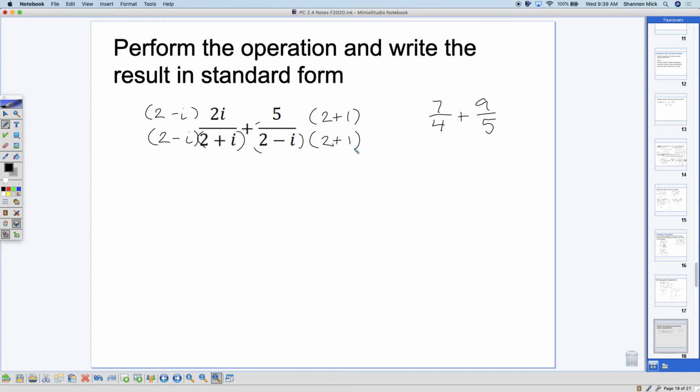Okay. So the left is a problem and the right is a problem. So do it. FOIL.